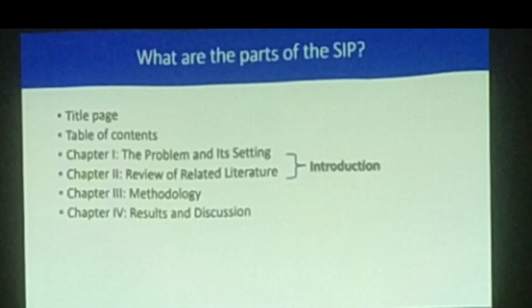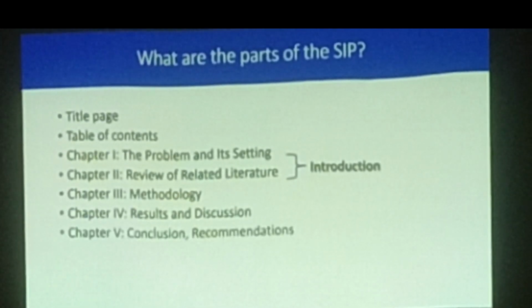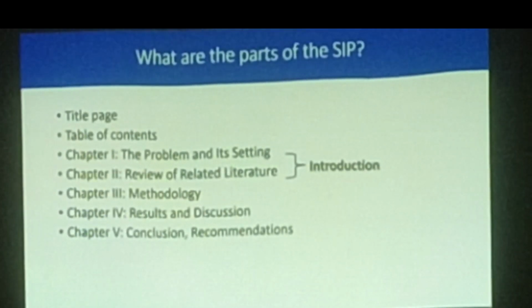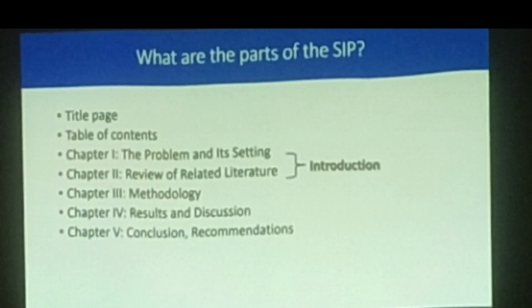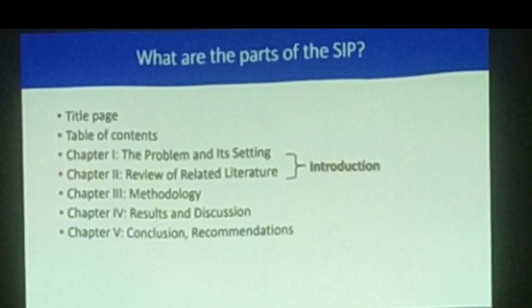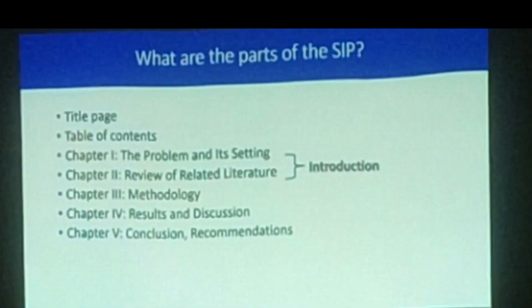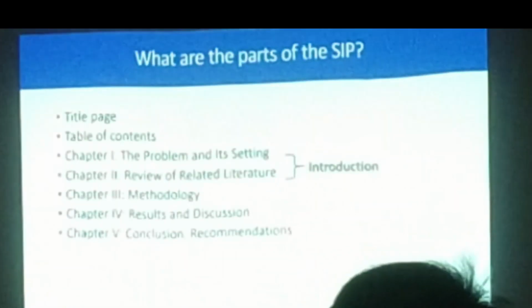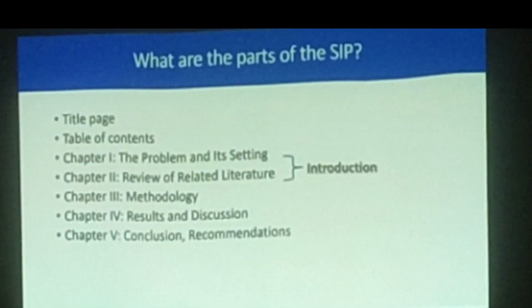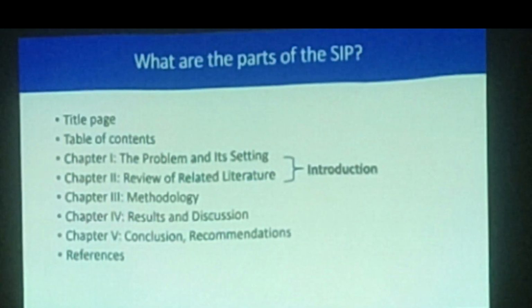Chapter 4 is the results and discussion. Okay. So a full paper, parang thesis siya, it has those chapters 1 to 5. But for an SIP, you can just condense chapters 1 and 2. Because the review of related literature is more key. Diba? And there should always be a list of references.